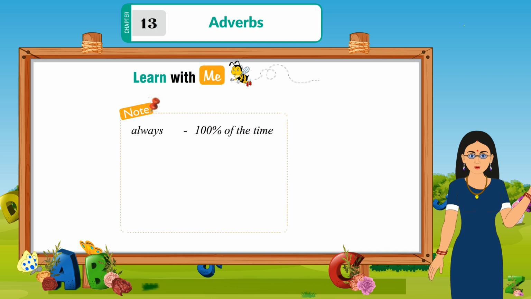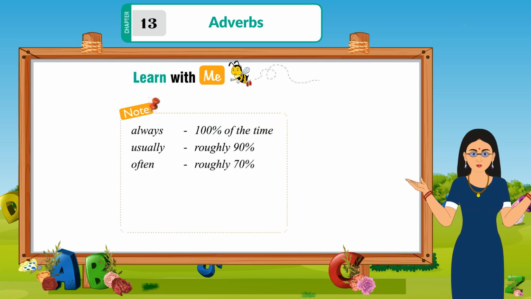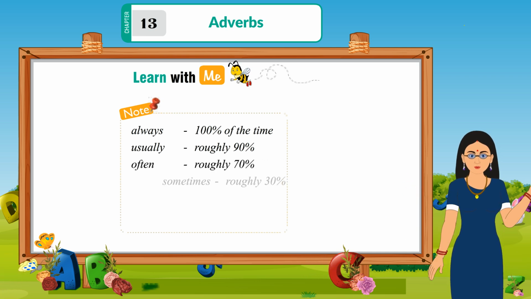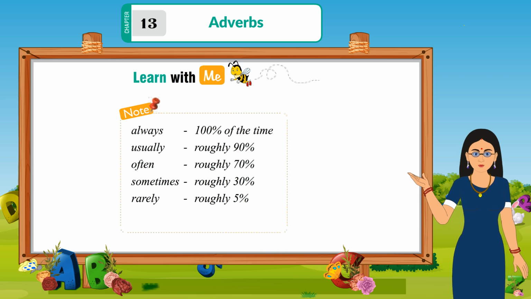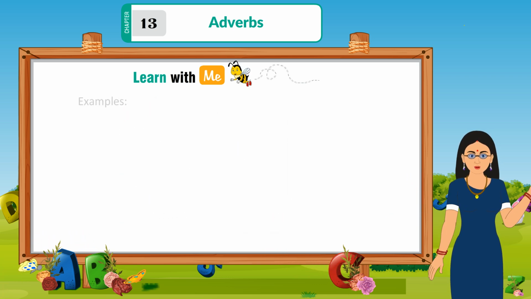Note: Always, 100% of the time. Usually, roughly 90%. Often, roughly 70%. Sometimes, roughly 30%. Rarely, roughly 5%. Never, 0% of the time.